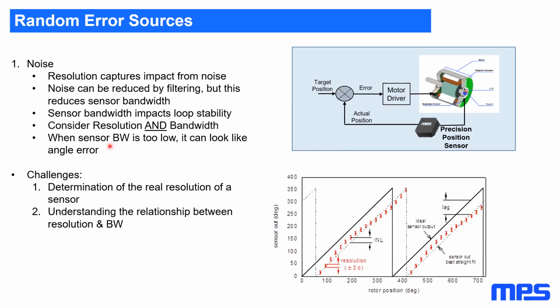So the important thing here is we have to consider both resolution and bandwidth. And that's obviously going to be really dependent on the exact type of control that you're trying to implement. If it's full FOC, if it's just a PI controller, or if it's more complex, more advanced with multiple nested loops. When the sensor bandwidth is too low, it looks like angle error. So we need to determine the real resolution of a sensor. And that we'll talk in depth about is how do we determine the actual resolution of a sensor. And then we need to understand the relationship between resolution and bandwidth.